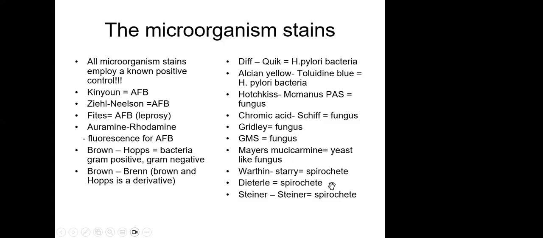Then you have three different spirochete stains. You have the Warthin-Starry, the Dieterle, and the Steiner and Steiner. They are all very, very close to one another. The Warthin-Starry is the go-to of these. Steiner and Steiner did develop a spirochete stain. Dieterle did develop a spirochete stain. But that Warthin-Starry is sort of the go-to.